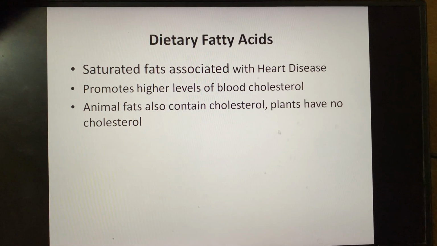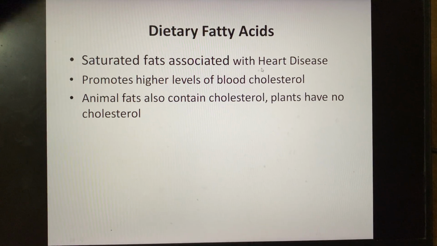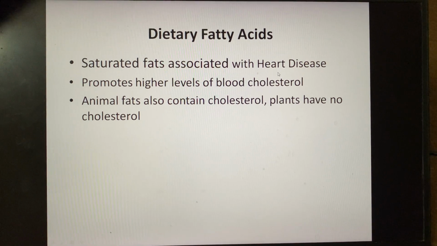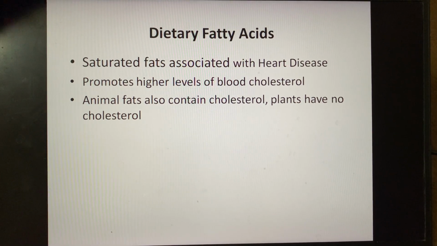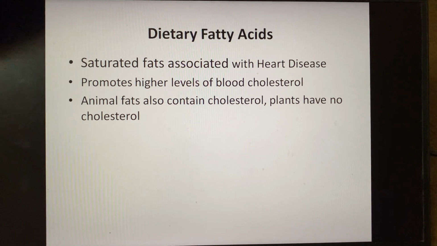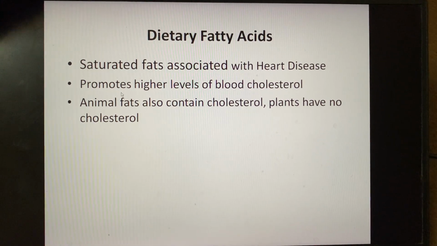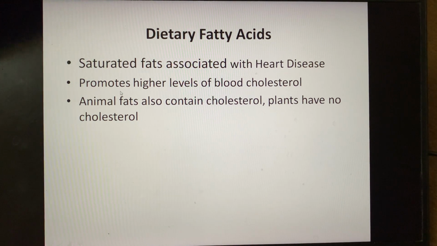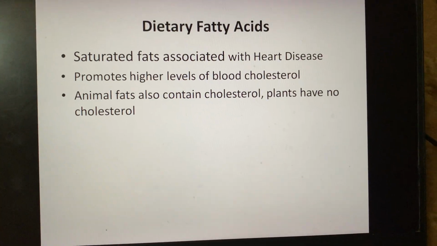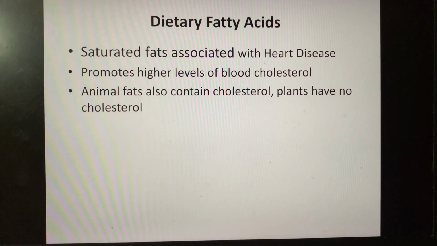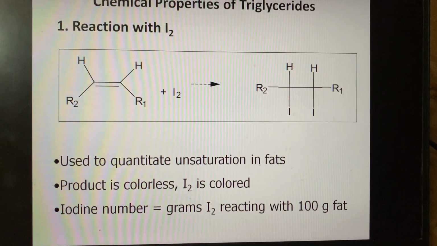Dietary fatty acids: saturated fats are associated with heart diseases, like ghee or butter, they are saturated fats. They promote a high level of blood cholesterol. Animal fats also contain cholesterol. Plants have no cholesterol or very little cholesterol in them.